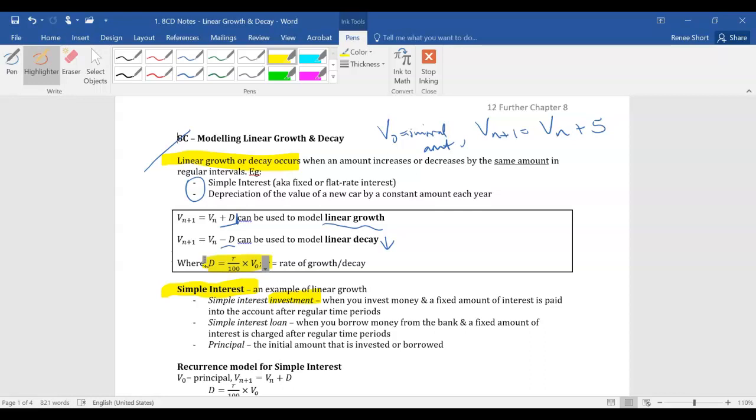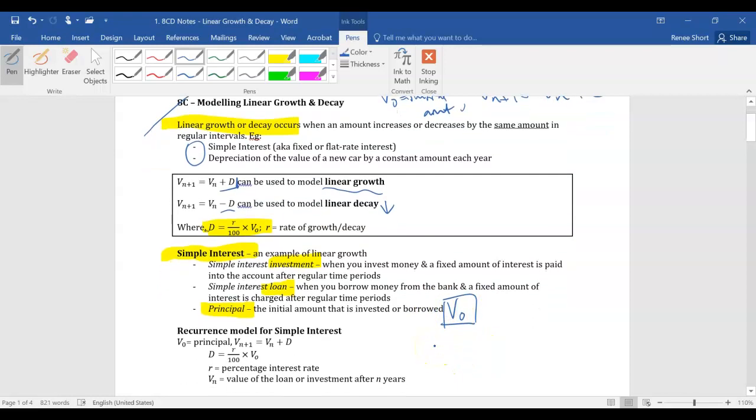A simple interest loan, that's when you're borrowing money from the bank, and because you're borrowing money from them, they're going to charge you for having that money. So they're going to have a fixed amount of interest that's charged at regular time periods. And we use this word principal to be the initial amount that is invested or borrowed, which would therefore be our V0 amount in this case, because that's our initial amount.